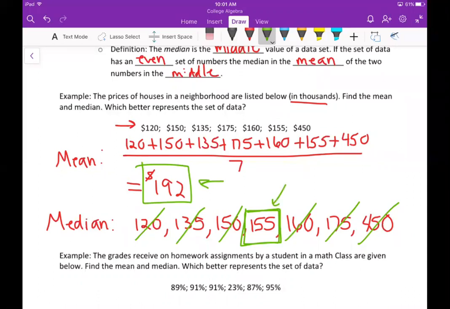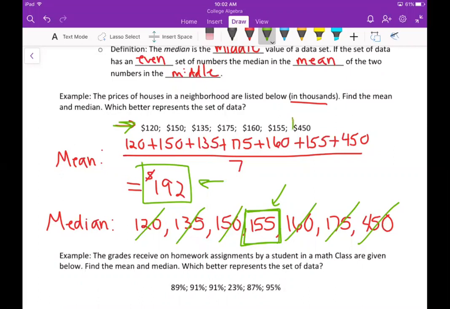So what's going on here? Why are these two things that are supposed to be measuring the center fairly different? So go back and look up at the data up here. What do you see? What could possibly be making these numbers so different?